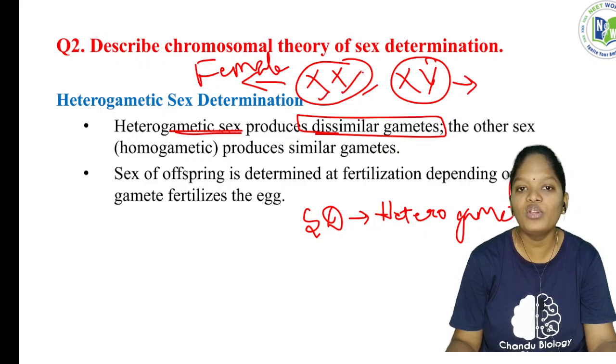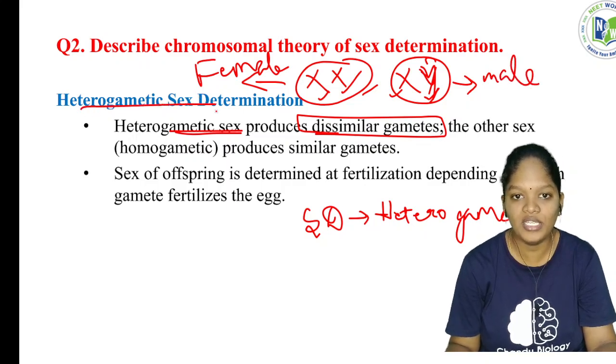If it is XY, this is the heterogametic one. Homogametic means both the chromosomes are the same, both the alleles are the same. Here both the gametes are dissimilar. As the Y chromosome is present and it is heterogametic, this is considered a male. So this is heterogametic sex determination.